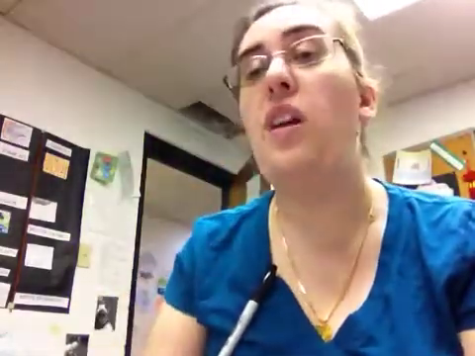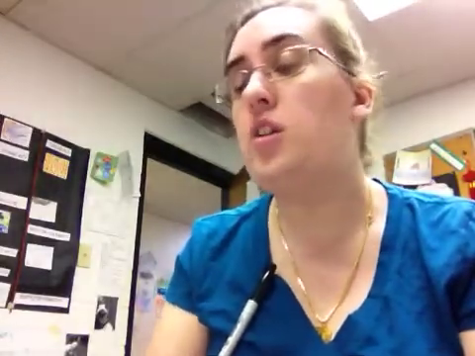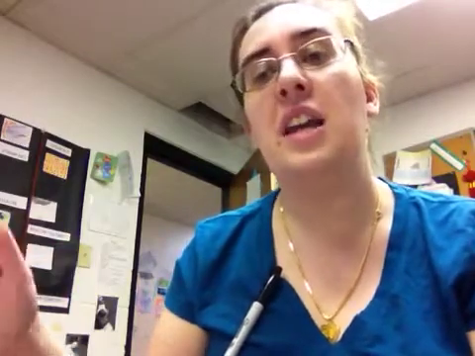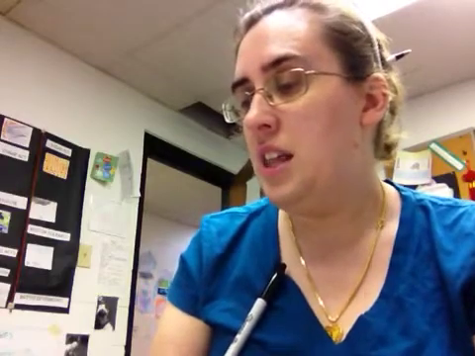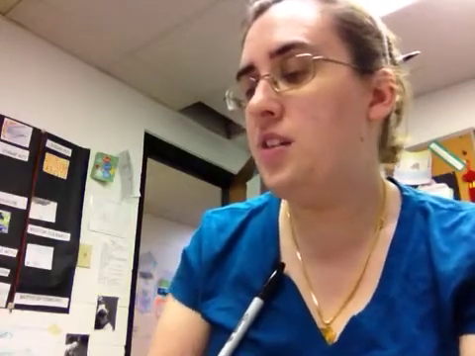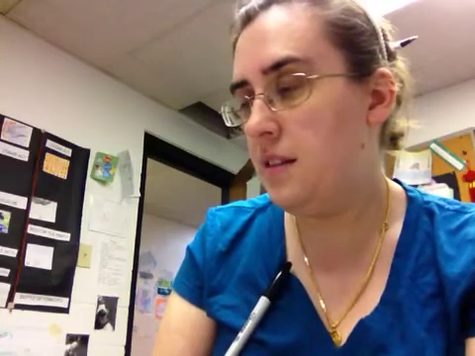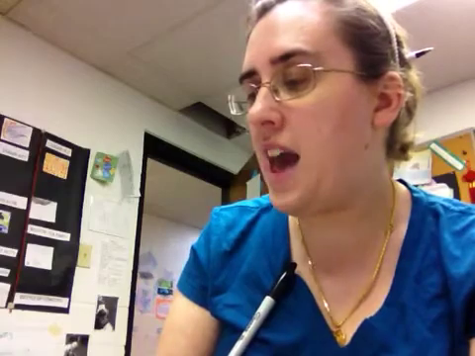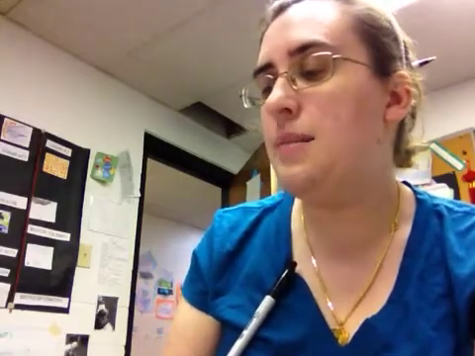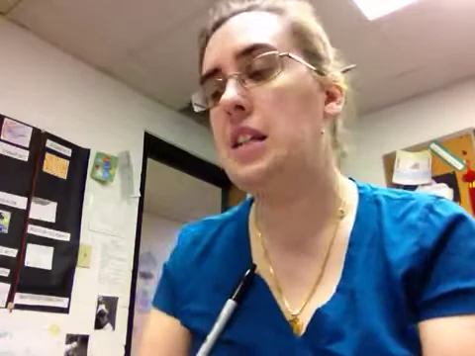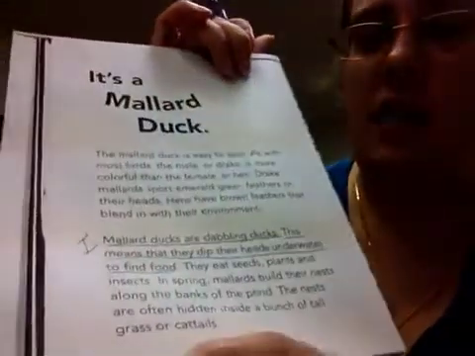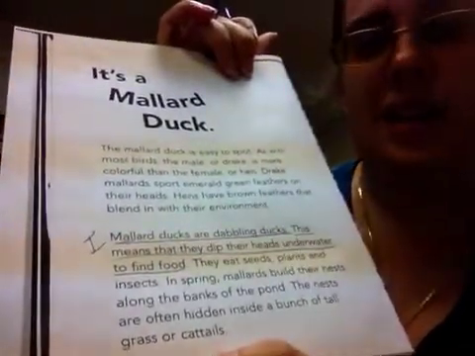So the first thing I'm going to look for is important information. I'm going to look for a couple things that I think are important that I'm going to include in what I'm going to write later on. The mallard ducks are dabbling ducks. And this means that they dip their heads underwater to find food, so I'm going to underline all of that. That is important because that describes how the ducks eat. So I have underlined it and put a capital letter I next to that.